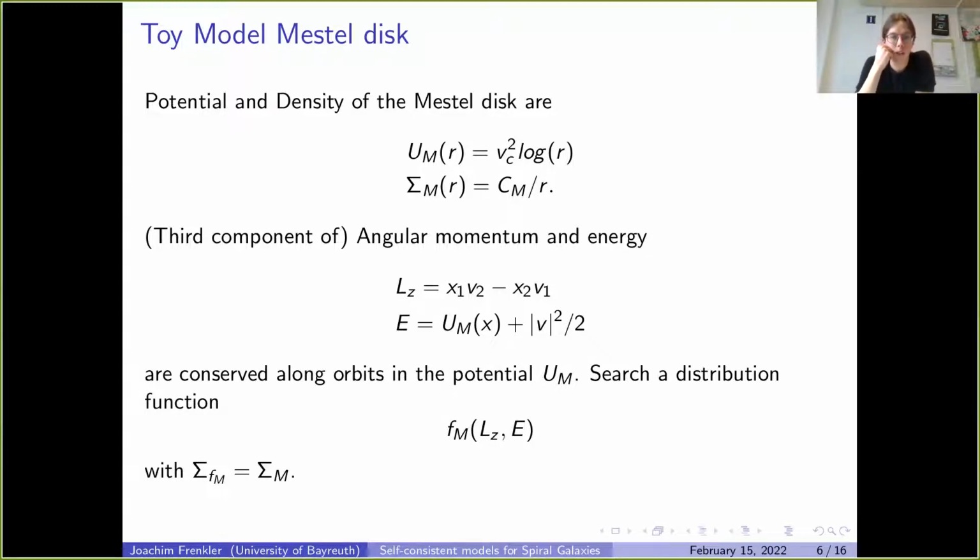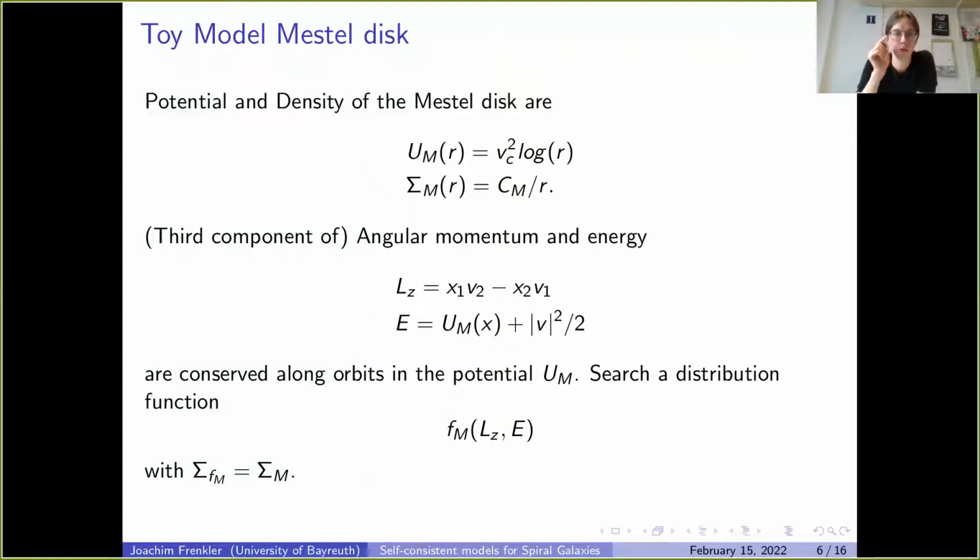And then we see that the third component of the angular momentum, Lz, which is given by x1 times u2 minus x2 times u1, is conserved along orbits in this potential of the Mestel disk, since the potential is axisymmetric. And the local particle energy, E, which is given by the potential plus the velocity squared divided by 2, is also constant because the potential is time independent.